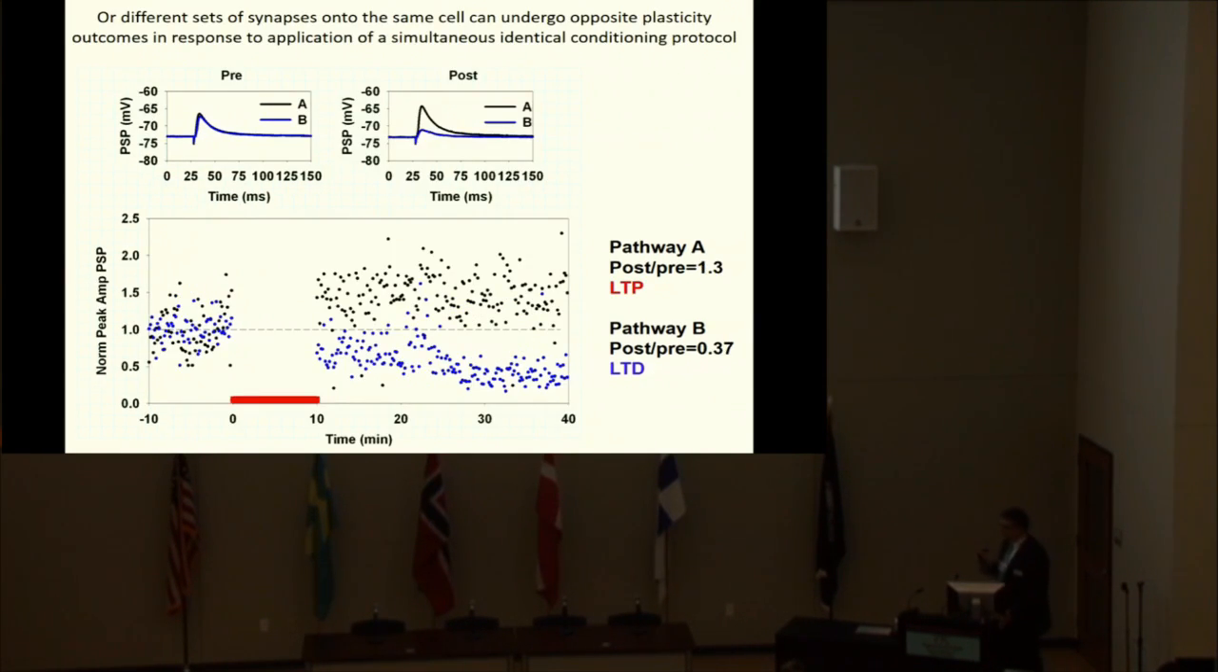But it didn't quite turn out that way. That was just one example. Another example here, and I'll show you the group data in a moment. Two different inputs of the same cell, both exposed to the same conditioning paradigm. One of them shows synaptic depression, or LTD. The other inputs onto the same cell that experience the same pairing of pre- and post-synaptic activity at the exact same time undergoes a completely opposite response, LTP. They go in opposite directions.